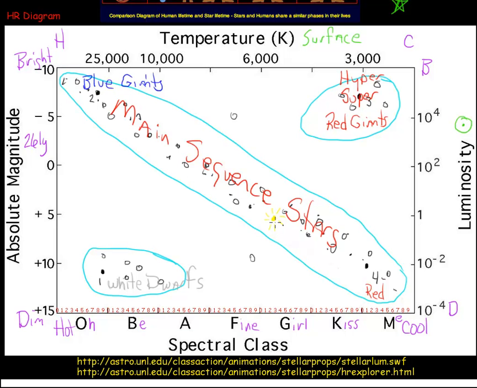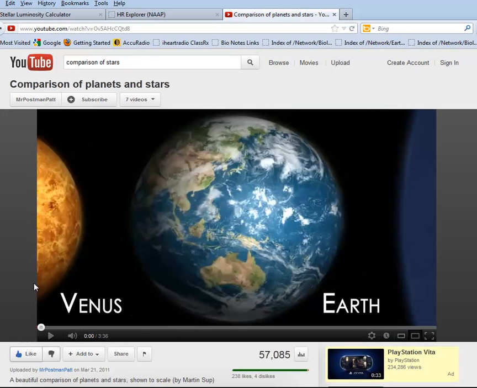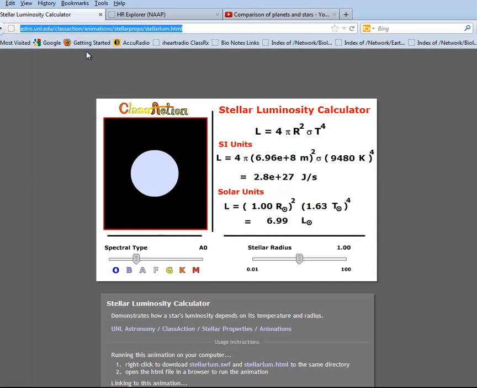We're less than average in terms of brightness. We're less than average in terms of temperature. But it is still a very special star because it's ours. Okay, let me show you these two things. It's not this one first, it's this one first.